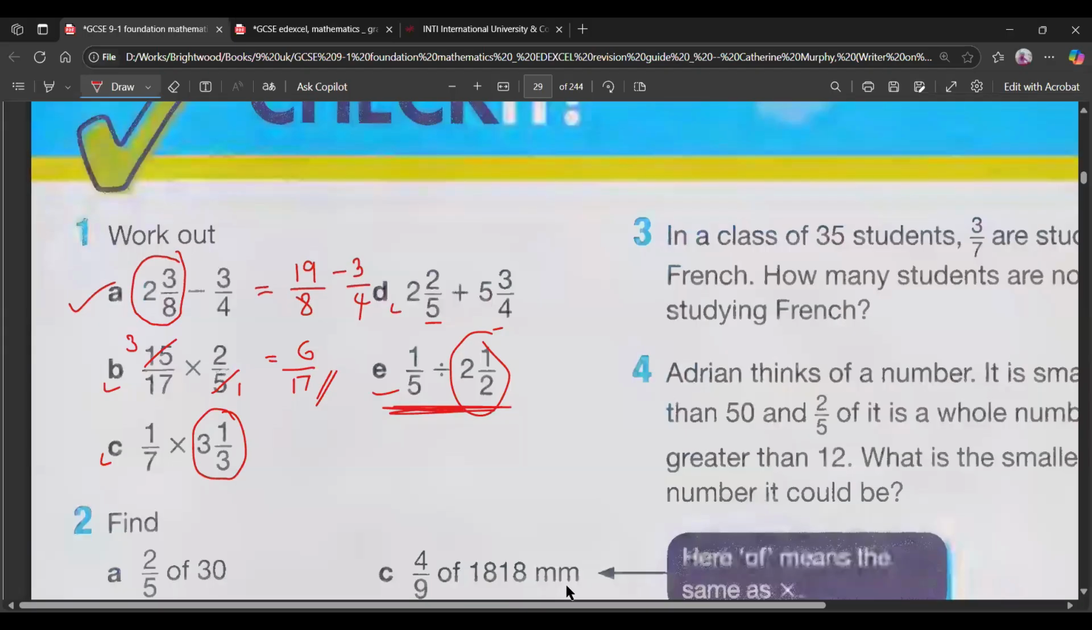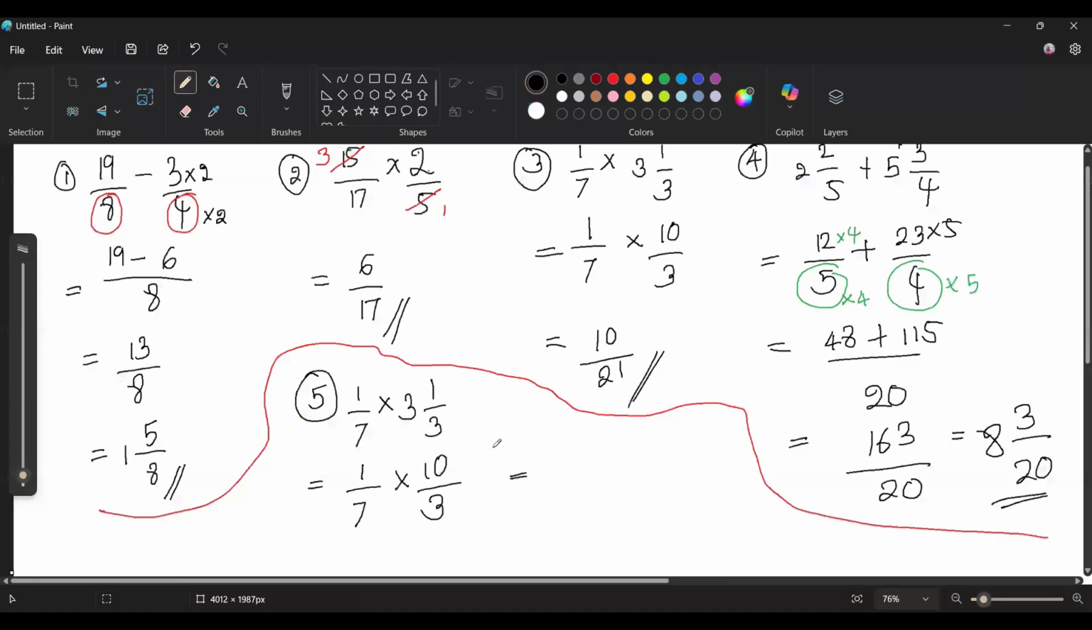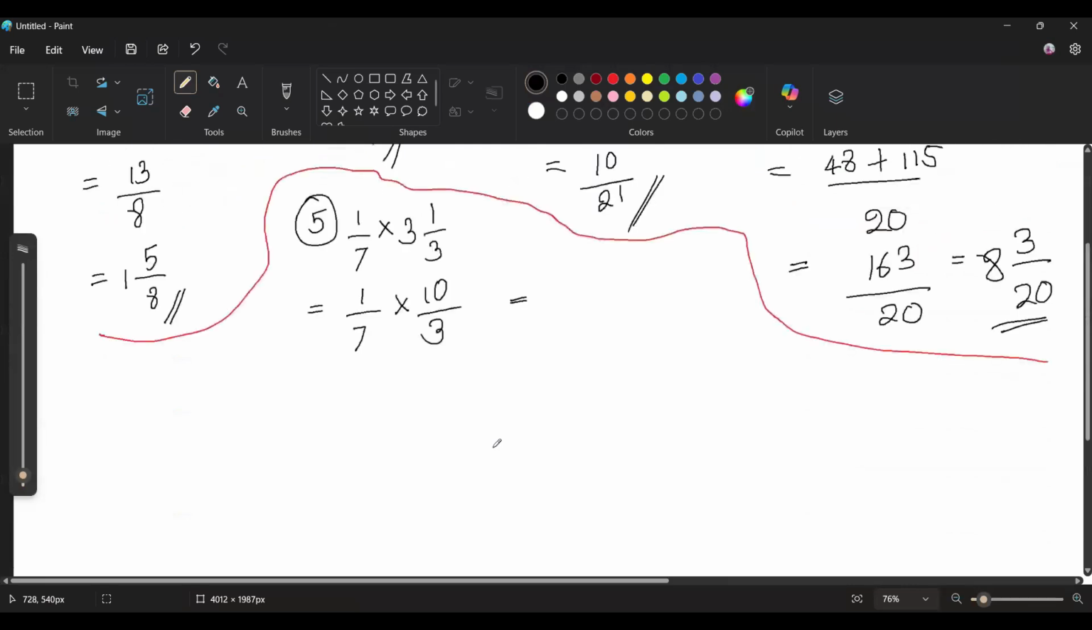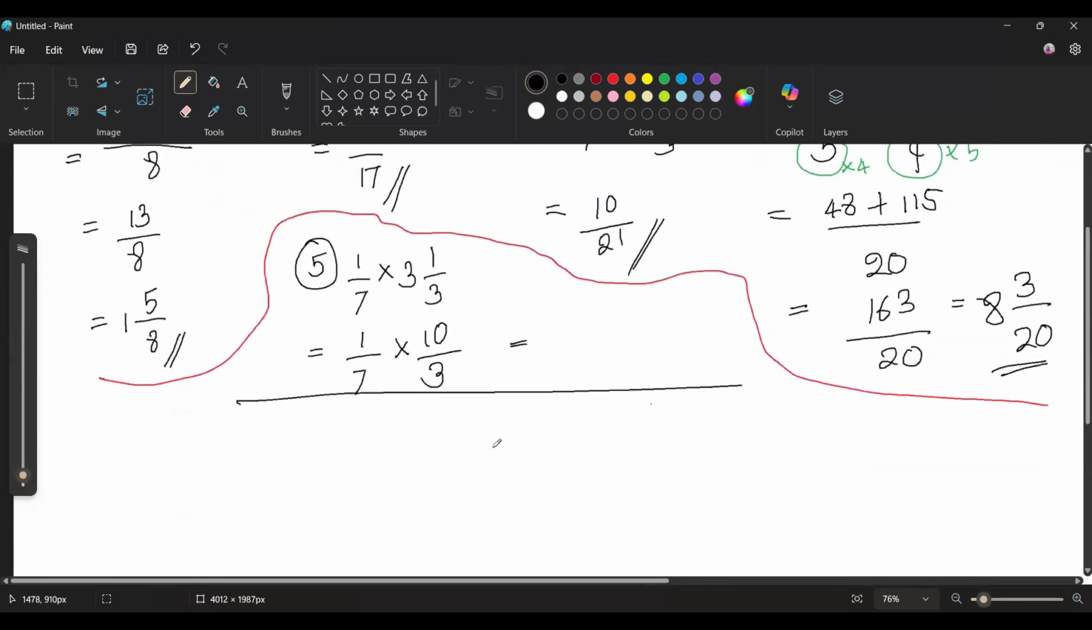1 over 5 divided by 2, 1 over 2. First of all, you have to convert this one to an improper fraction. 1 over 5 divided by, here 2 into 2, 4. 4 plus 1, 5. 5 over 2.